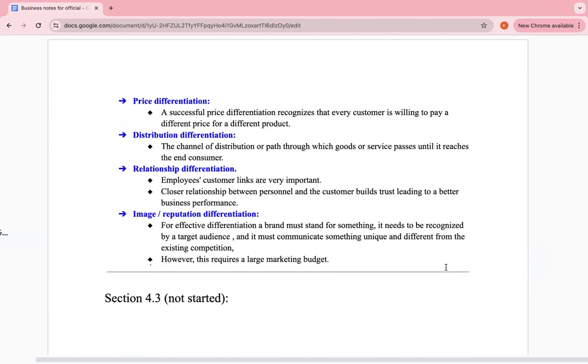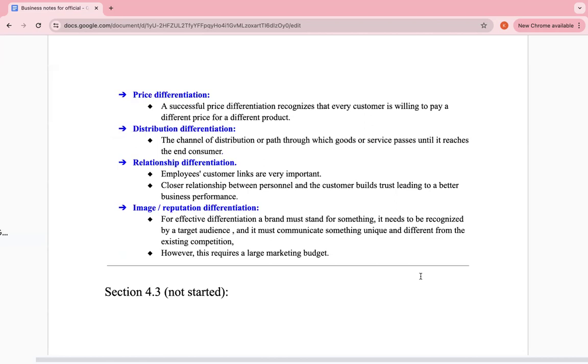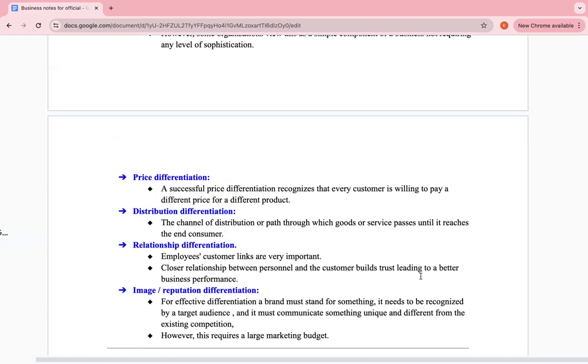So, anyways, now we have price differentiation. A successful price differentiation recognizes that every customer is willing to pay a different price for a different product. Okay, so it really depends. Distribution differentiation is the channel of distribution or path through which goods or services pass until it reaches the end customer.